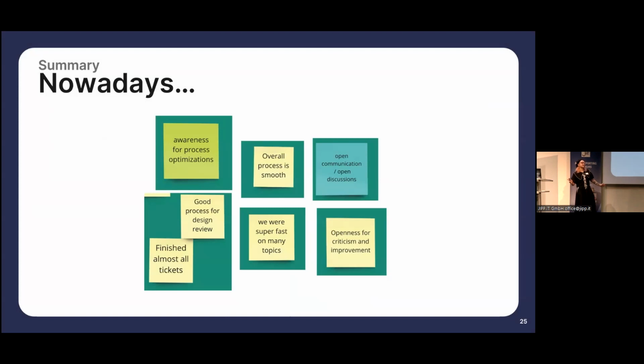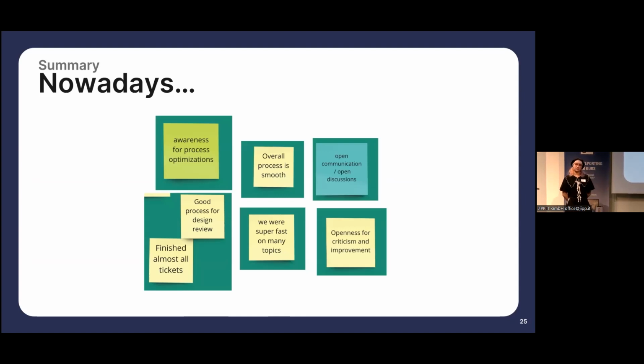So how is it looking nowadays? Here are some of our sticky notes from one of the projects. As you can see, people are talking about the process optimization, the open communication, the criticism. Everyone is really happy. We're not 100% there yet, but this was an improvement from the sticky notes you saw before of just two free sprints. Because during the actual project, we changed everything. We didn't stick with the process for this project. We changed it to improve it.